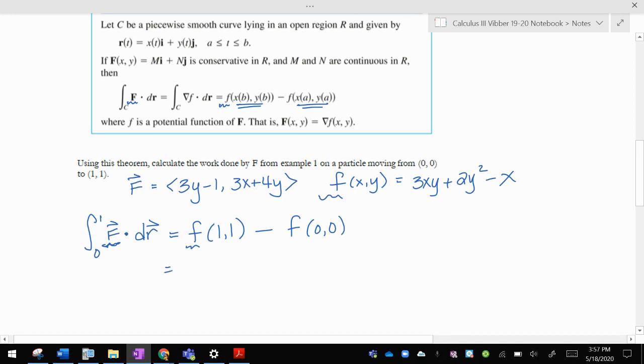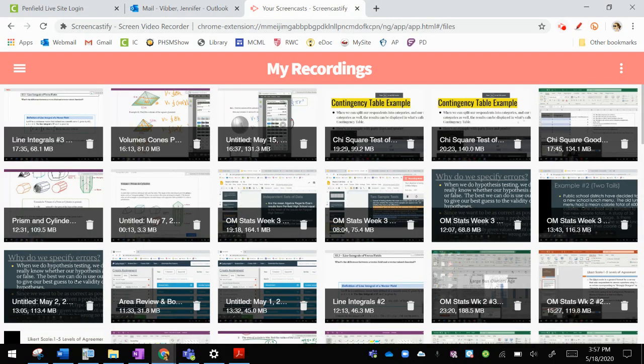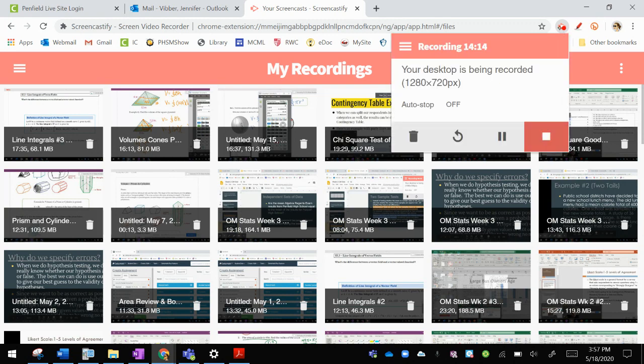So now f of 1, 1 is going to be 3 plus 2 minus 1. f of 0, 0 is 0 plus 0 minus 0. 3 plus 2 is 5, minus 1 is 4. So that equals 4. And all the other ones were 4. So that is a snapshot of how the fundamental theorem of line integrals actually works. After some snafus with OneNote, I think we got it.